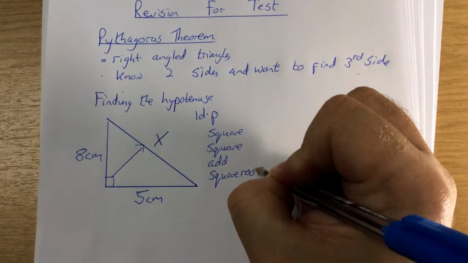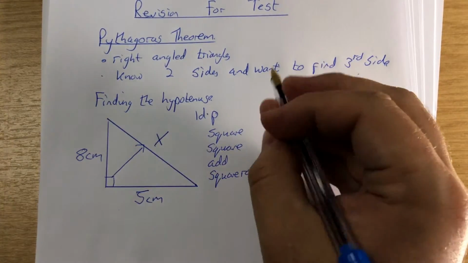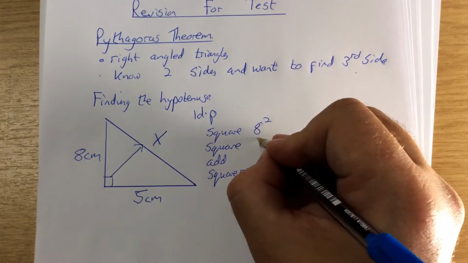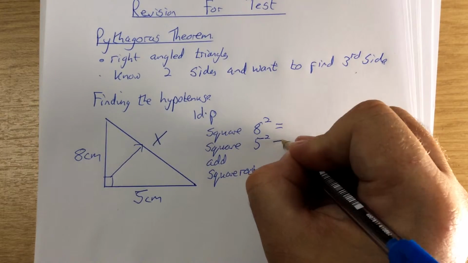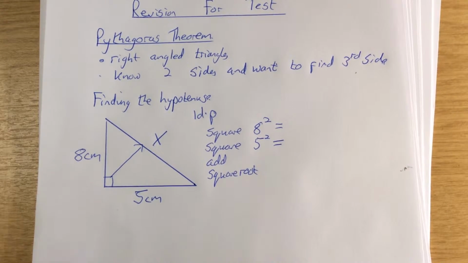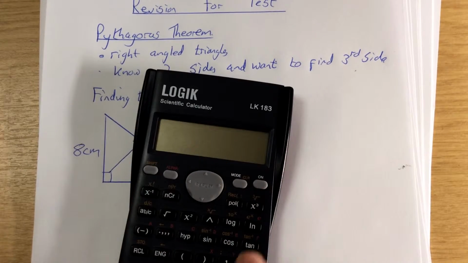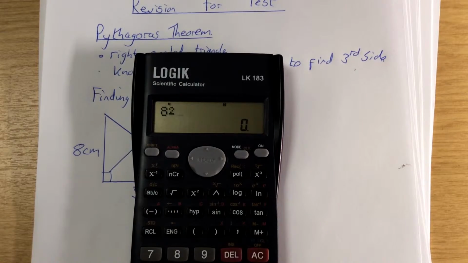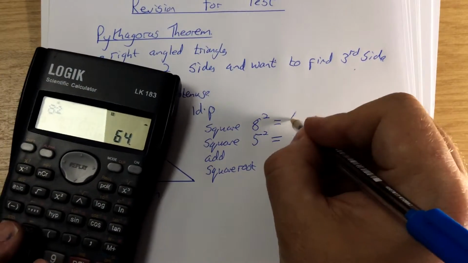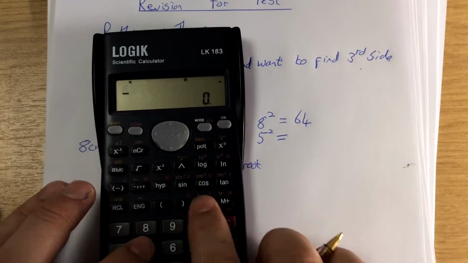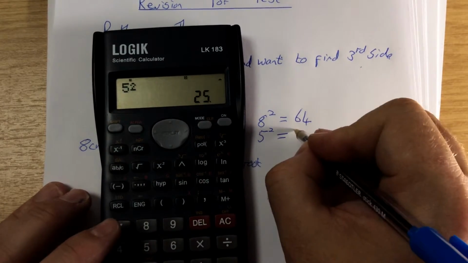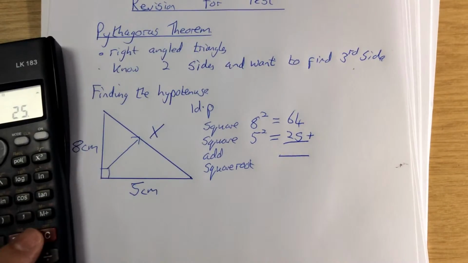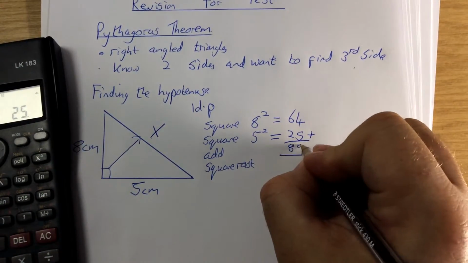So when I'm working this one out, you type in the biggest number, 8, so it's 8 squared. Type in the other one, 5 squared. Work them out. If you remember, squared on your calculator means times itself, or there's an x squared button. So type in 8 squared equals. So 8 squared is 64. 5 squared equals 25. Add them together. So 64 add 25 is 89.